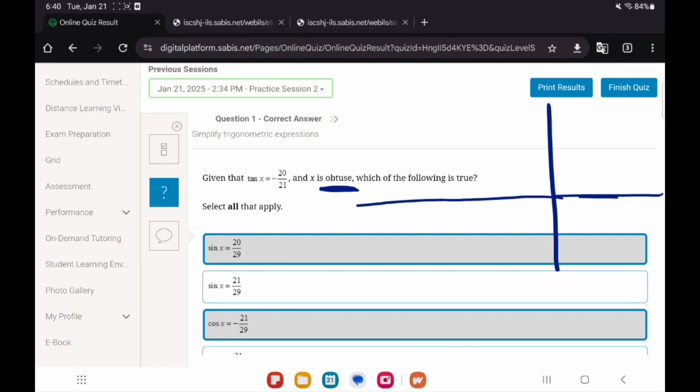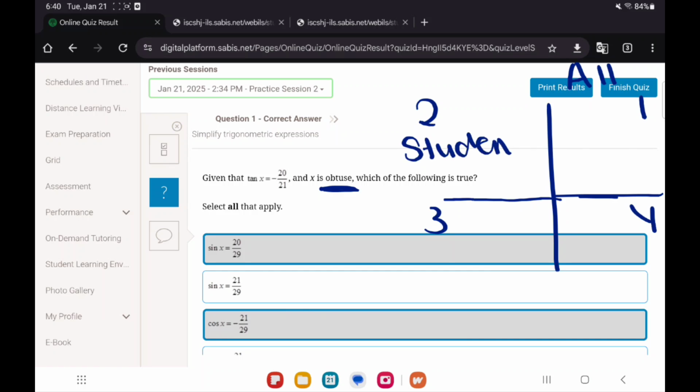Why did that go way too long? Okay, so this is the first quadrant, this is the second quadrant, this is the third, and this is the fourth, okay? My teacher gave me a saying that could help you in solving questions like these. The saying goes like, all students take chem, which is chemistry.